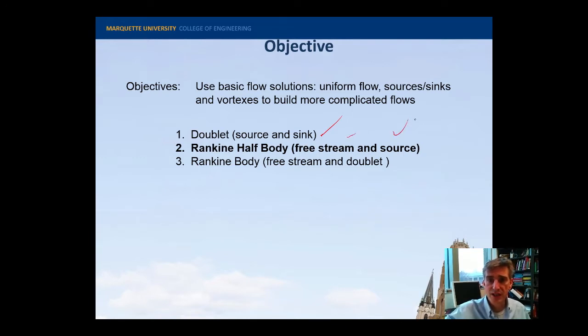And today we're going to do the Rankine half body. That's a free stream and a source. And the next time we'll do the Rankine full body, or just the Rankine body, which is a free stream and a doublet.